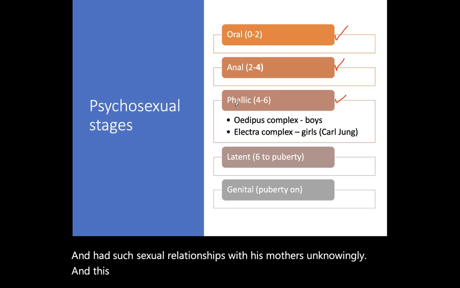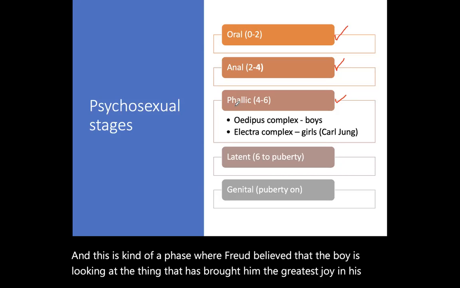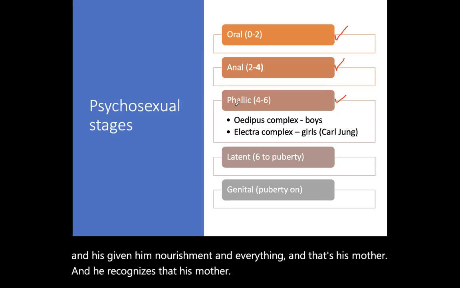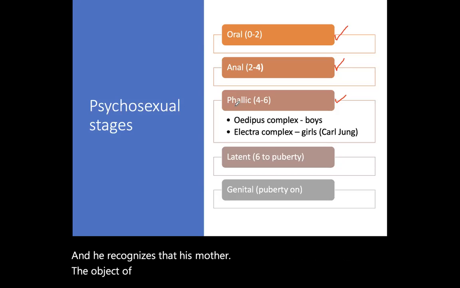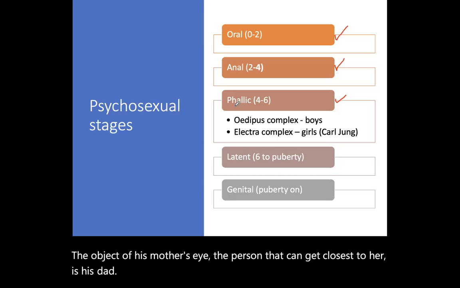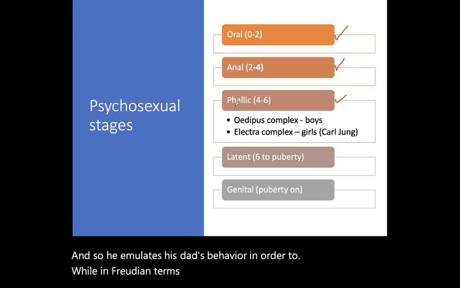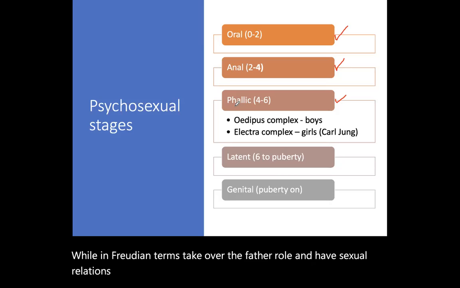And this is a phase where Freud believed that the boy is looking at the thing that has brought him the greatest joy in his life and has given him nourishment and everything, and that's his mother. And he recognizes that the object of his mother's eye, the person that can get closest to her, is his dad. And so he emulates his dad's behavior in order to, in Freudian terms, take over the father role and have sexual relations with his mother, or some type of sexual drive.